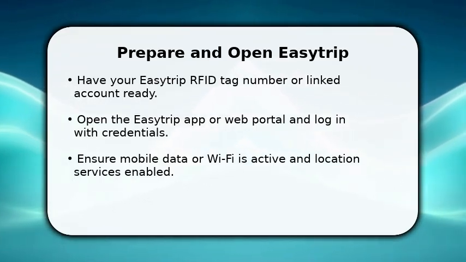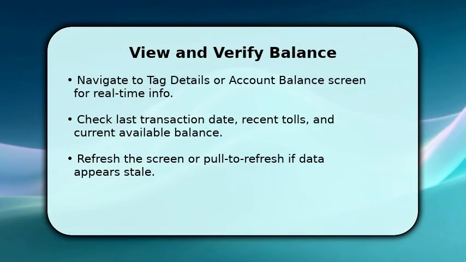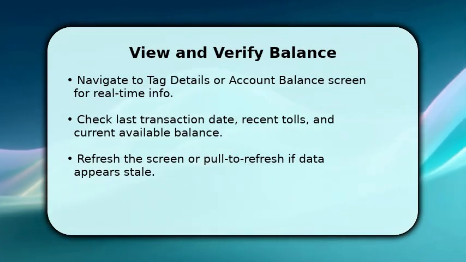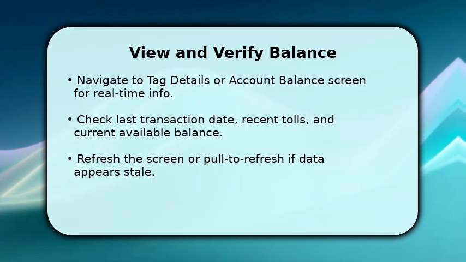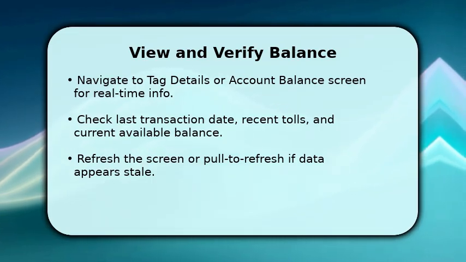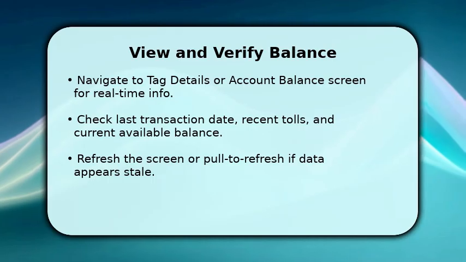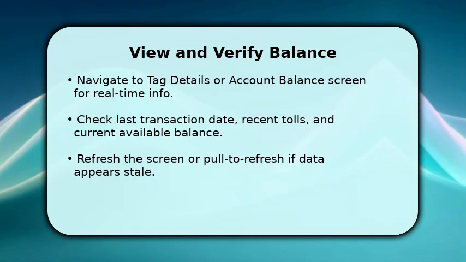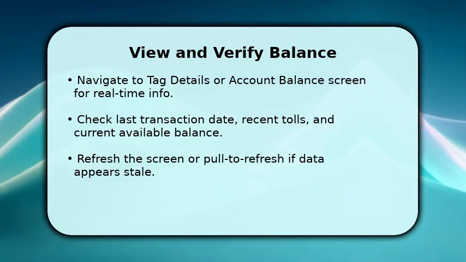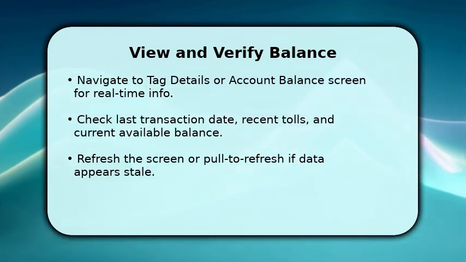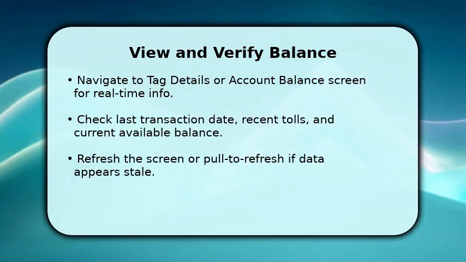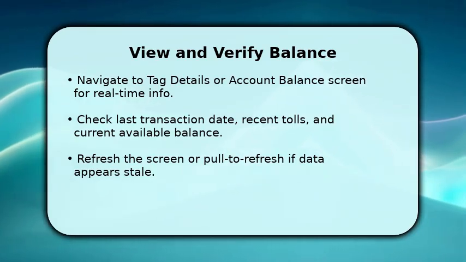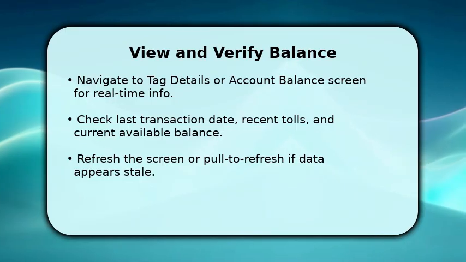Once you're on the tag details screen, look at the displayed available balance and the timestamp of the last update so you understand currency and recency. You should also scan recent transactions to reconcile any unexpected charges. This explains how your balance reached its current level. If the balance looks outdated, use the app's refresh control or log out and back in to force a server sync. Make sure the tag ID shown matches your sticker so you verify the right account.